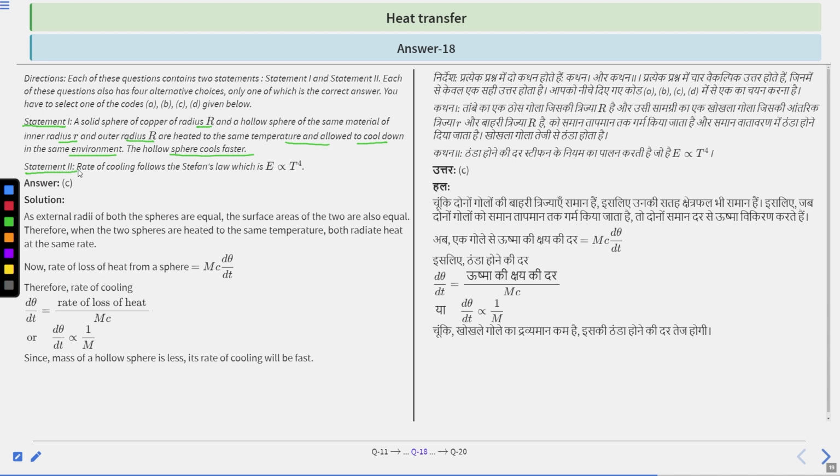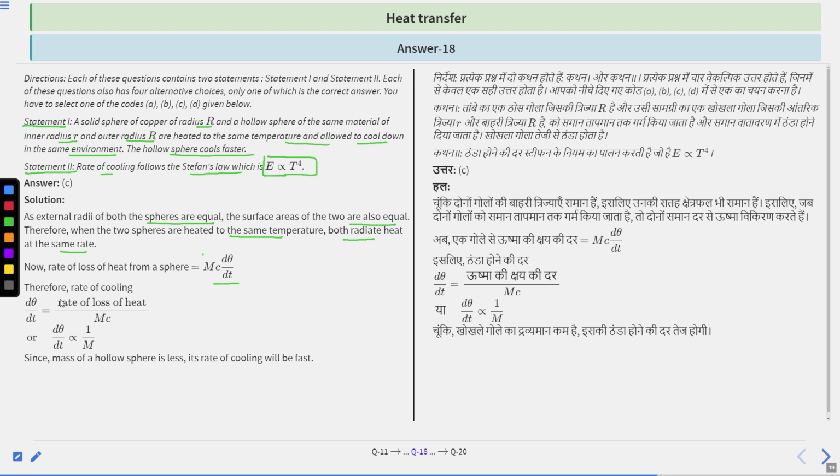And statement second is that the rate of cooling follows Stefan's law, which is E directly proportional to T to the power 4. As the external radii of both spheres are equal, the surface areas of the two are also equal. Therefore, when the two spheres are heated to the same temperature, both radiate heat at the same rate, which is mc d theta by dt. So the rate of loss of heat from the sphere is equal to mc d theta by dt.